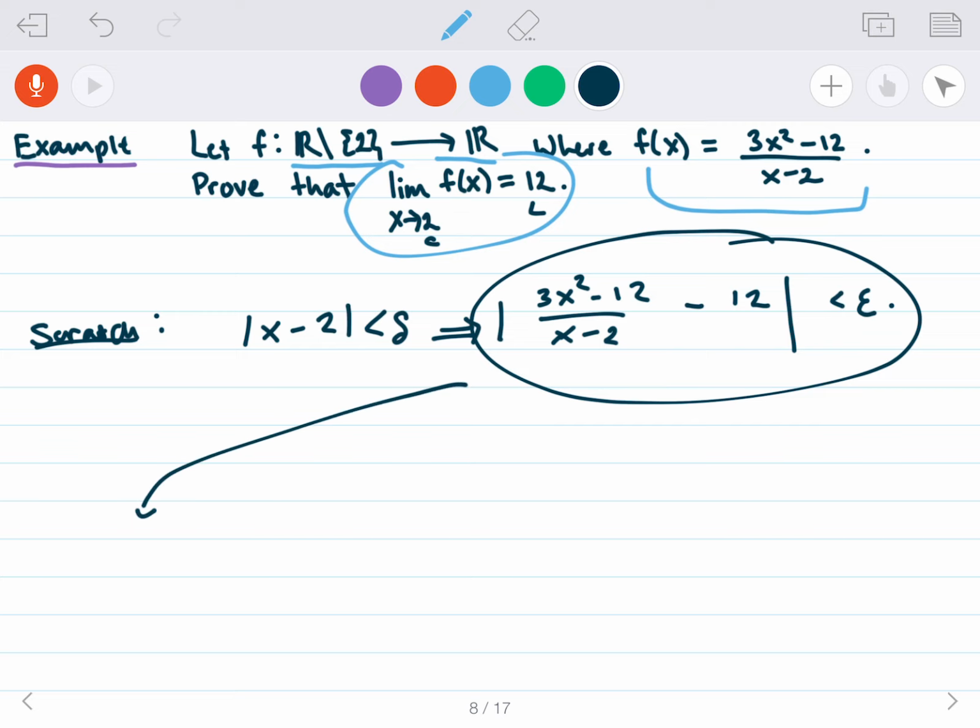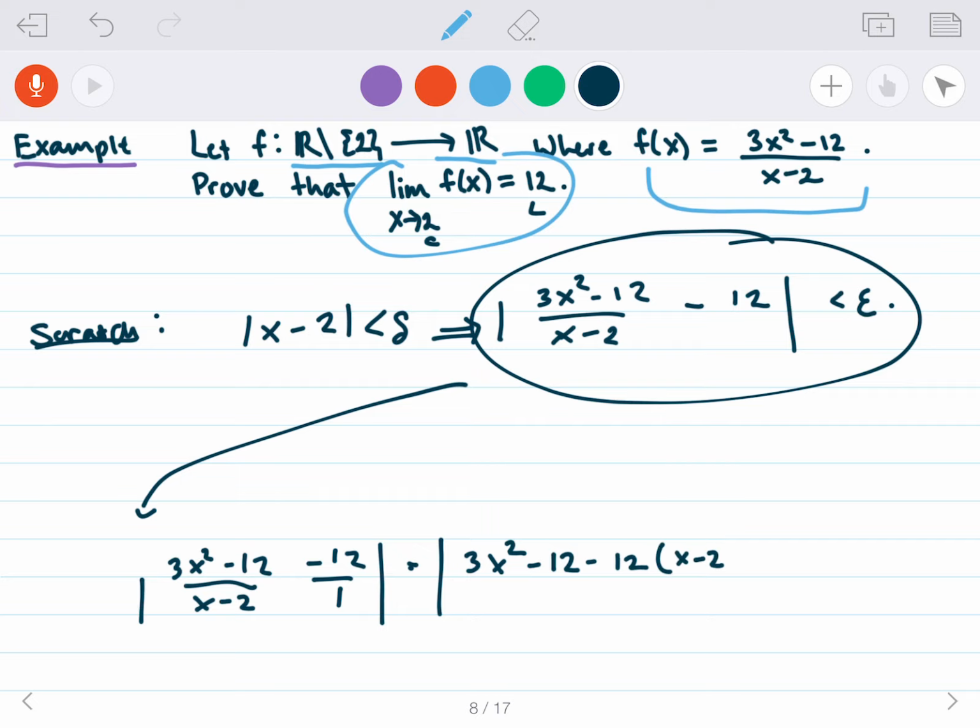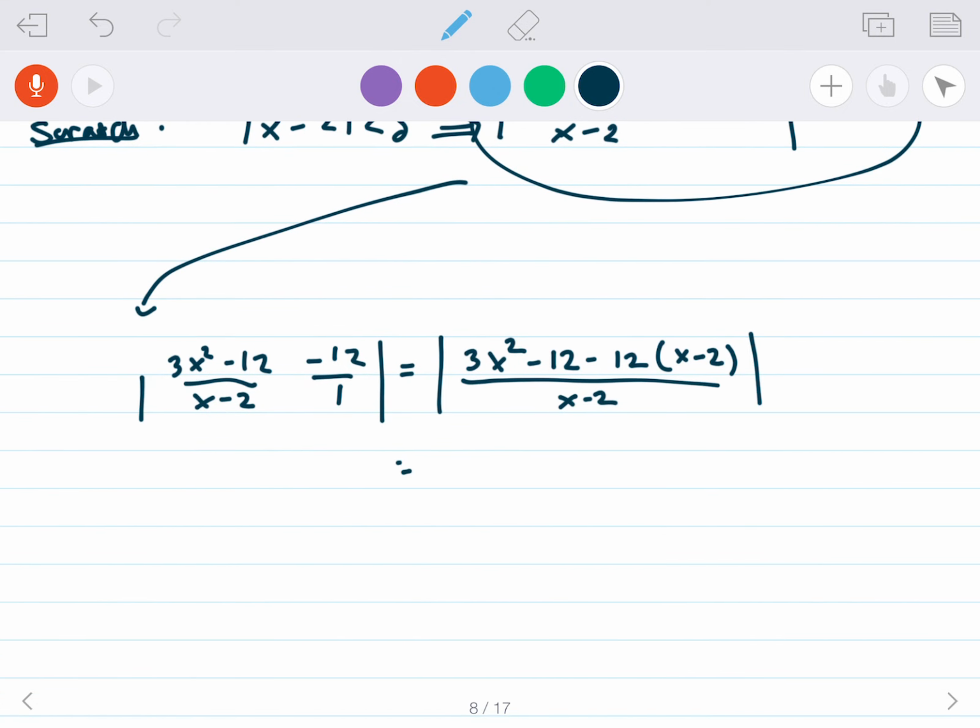So let's go ahead and simplify this. We have 3x squared minus 12 over x minus 2 minus 12 over 1. This is going to equal 3x squared minus 12 times x minus 2, all over x minus 2. And cleaning it up further, this is going to equal 3x squared minus 12x plus 12 over x minus 2.